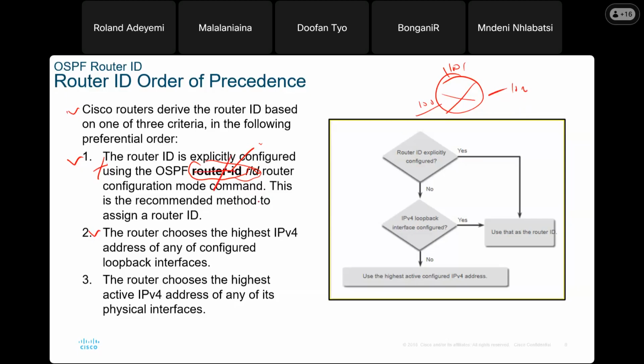What if we did not do this and we do not have loopback interfaces? This is how the router will choose its ID. The router chooses the highest active IPv4 address of any of its physical interfaces. So if you have these interfaces, maybe this side is 192.168.100.1 on this interface, and the other interface is 192.168.101.1. If you compare these two IP addresses, you see that this IP address is higher than this one. So it will pick this IP address as its router ID. Two factors. Take notes.